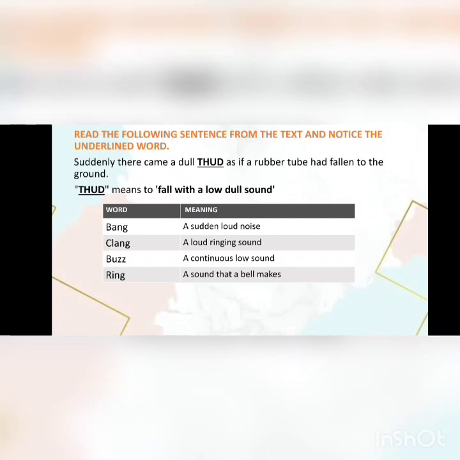Here, bang means a sudden loud noise. Clang means a loud ringing sound. Buzz means a continuous low sound. Ring means a sound that a bell makes. These words imitate the sounds, and words which represent such sounds are called onomatopoeia. Onomatopoeia means sounds, it represents sounds. Let us do one more example to understand onomatopoeia words better.